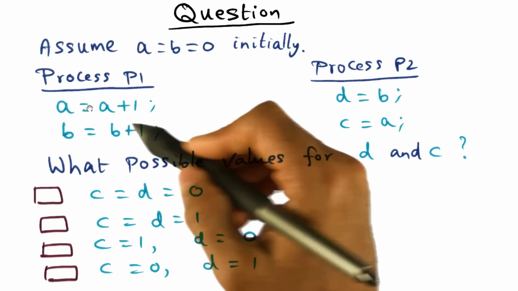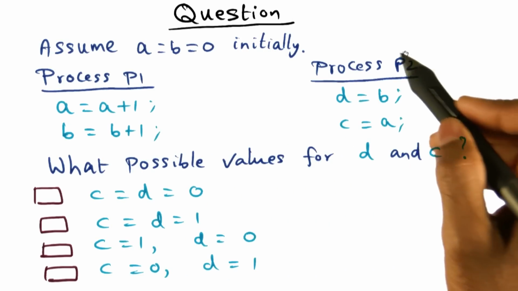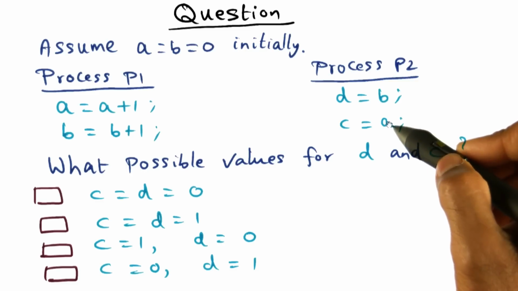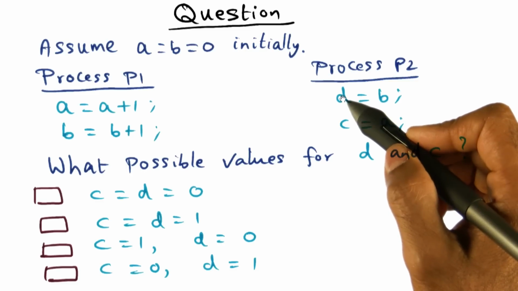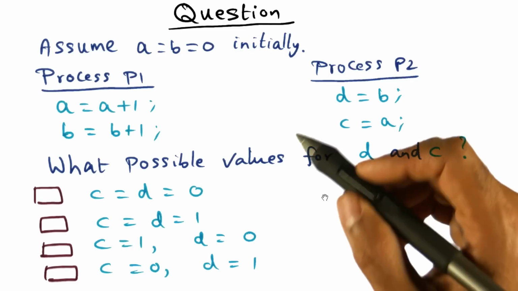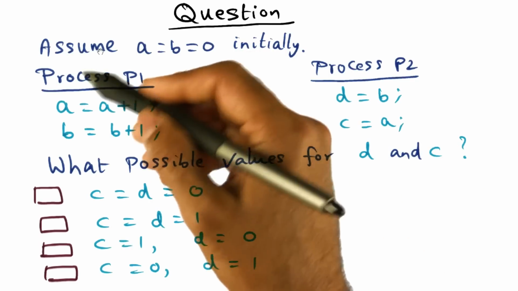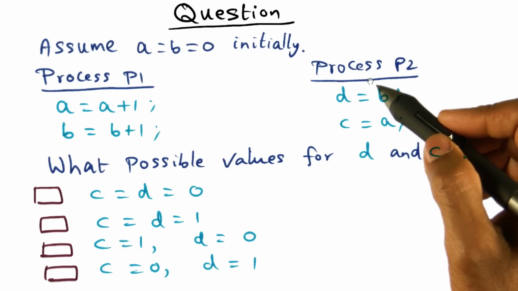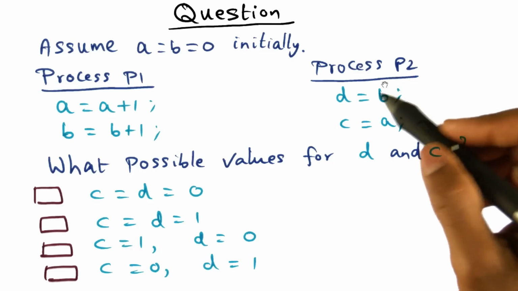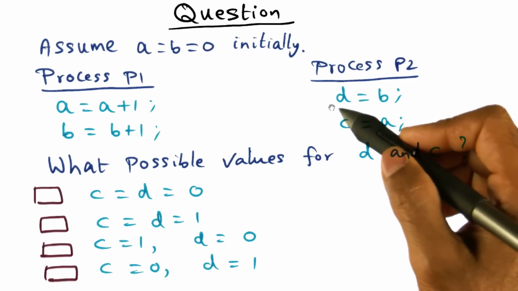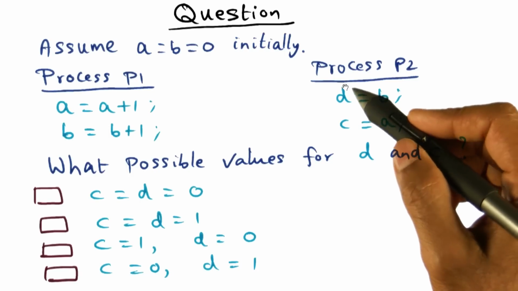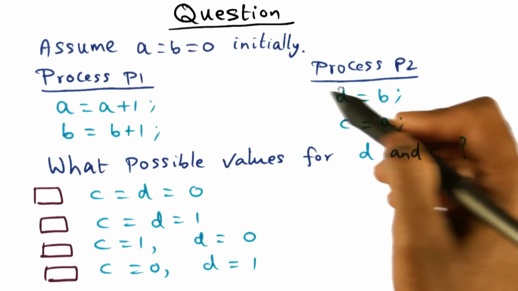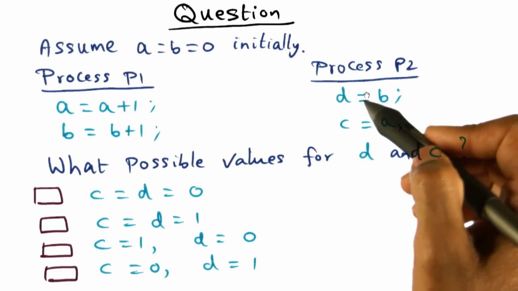It's assigning A+1 to A, B+1 to B. And there's another process P2 that is using the values B and A and assigning them to variables D and C. Now, one thing that you have to recognize is that processor P1 and processor P2 are working completely independently, right? They are completely independent of each other. It is just that these memory locations, A, B, C, and D, are all shared memory locations. But we have no way of knowing the relative ordering of all of these instructions that we are seeing here.